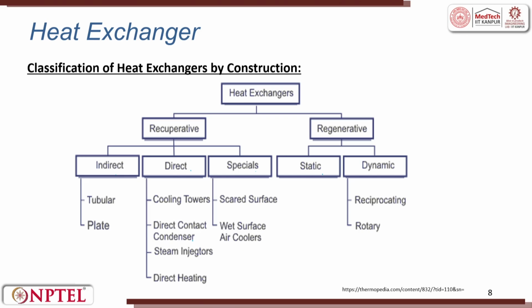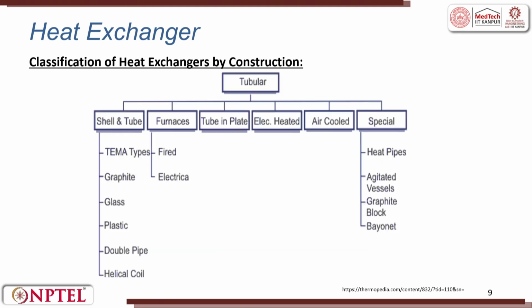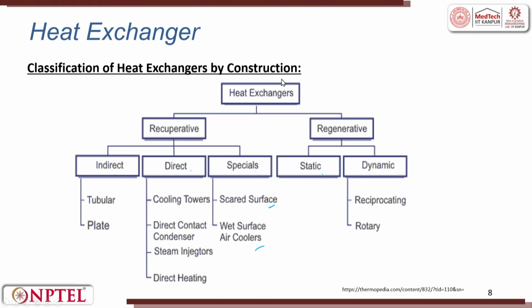Cooling tower, direct contact condenser, steam injector, direct heating. So, all these things are direct. Special types, such as scraped surface, wet surface and air cooled surface, are part of the special classification of heat exchangers. We will try to see tubular. So, this is heat exchanger classification.